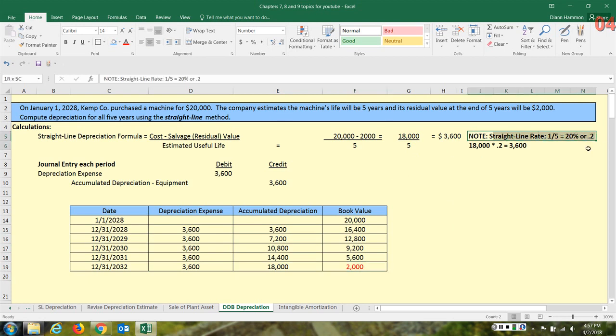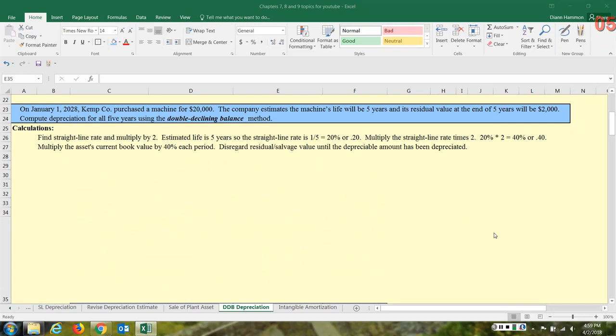Note over on the right hand side, this little area I've got for you, the straight line rate, 1 divided by the estimated useful life, which in this problem is 5. 1 divided by 5 would be 20%. This is important because we're going to need this rate to help us with our calculations for the double declining balance method. Let's look at the same problem now, except we're going to use the double declining balance method.